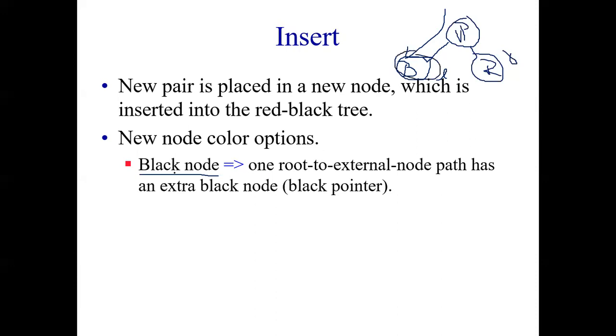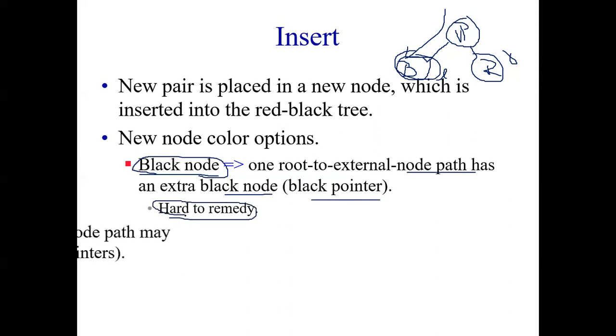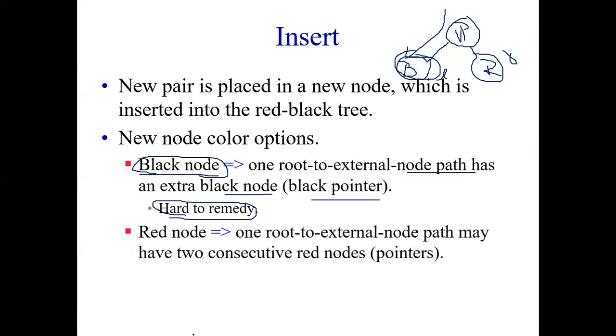So you cannot give a black color for the new node. If you give it, what will happen? One route to external path has an extra black node, or an extra black pointer. Either way, if that happens, rectifying that problem will be very difficult. So it is better to go with a red color for the new node.